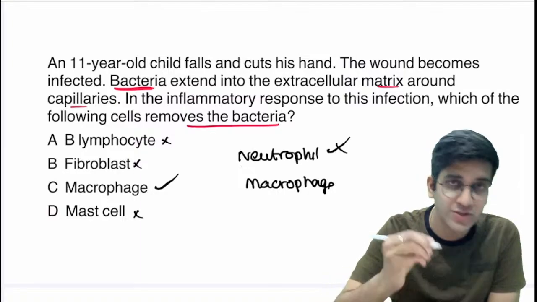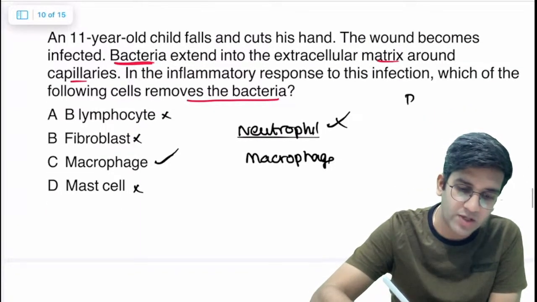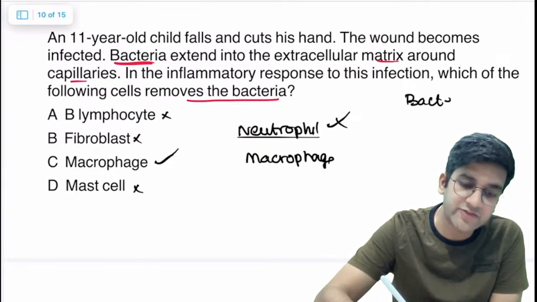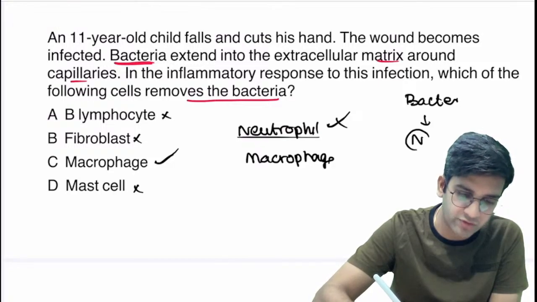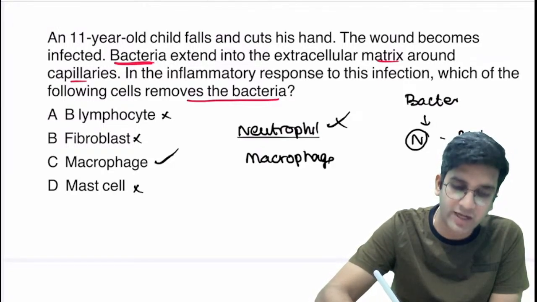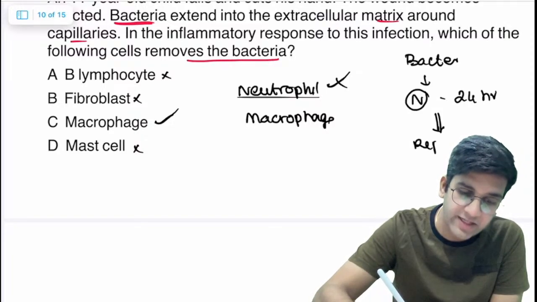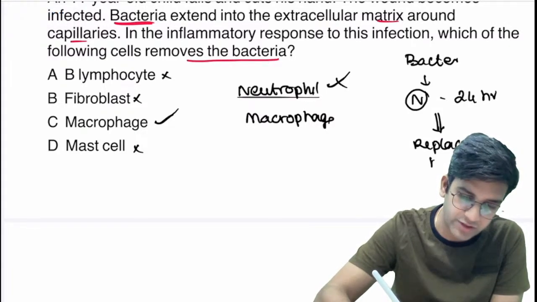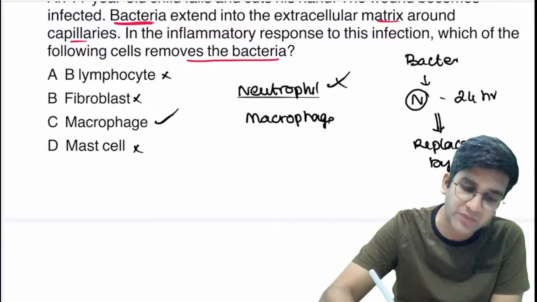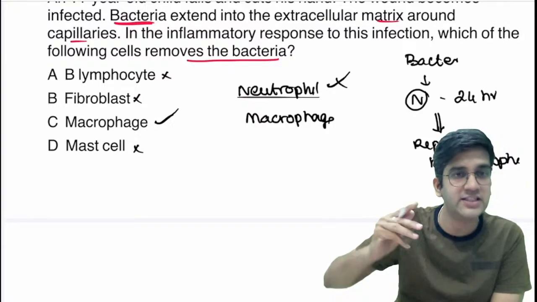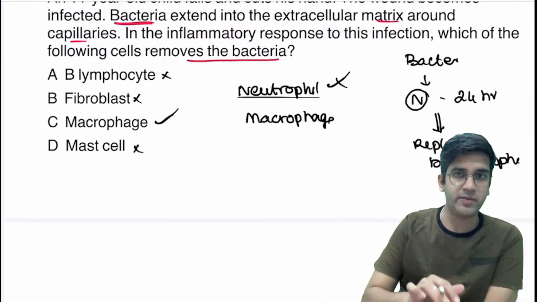So what actually happens in a real infection is, once you have a bacterial infection, the first cell that comes and removes it is the neutrophil. Neutrophils will last about 24 hours. After 24 hours, all the neutrophils will be replaced automatically by macrophages. Macrophages will come inside, remove, and replace them. This is routine even in an acute inflammation, right?